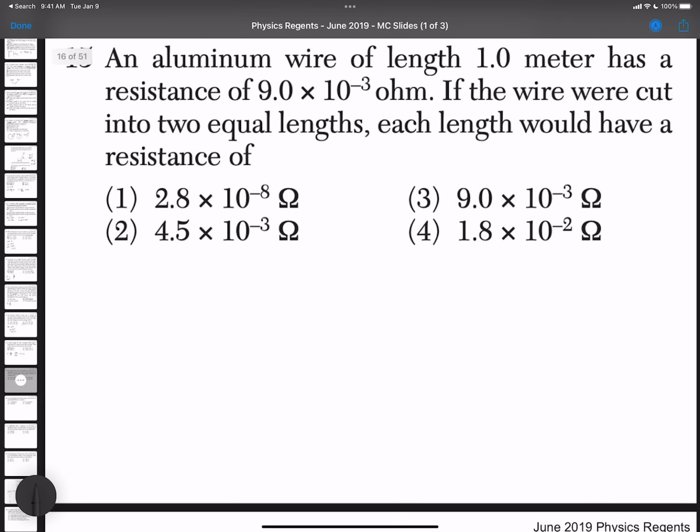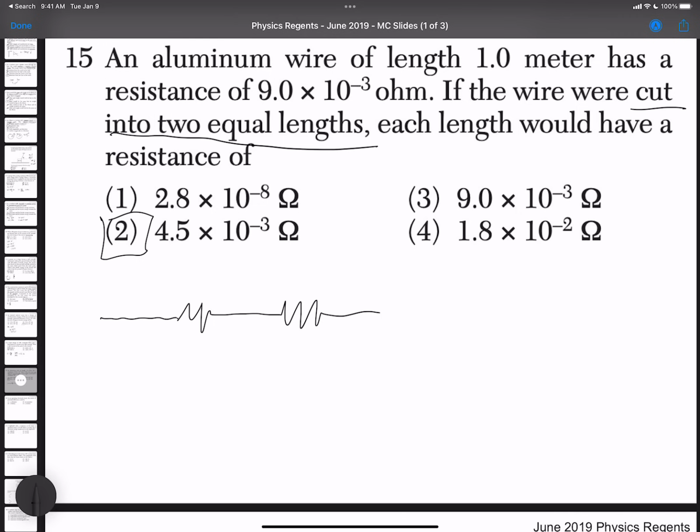All right, question 15. An aluminum wire of length 1 meter has a resistance of 9 times 10 to the negative 3 ohms. If the wire were cut into 2 equal lengths, each length would have a resistance of. This is a proportional reasoning question, and you can also apply some logic here, right? If the total resistance is just equal to those 2 wires added together, then if we cut them in half, they should each end up with sort of half of the original resistance. And so it is answer choice 2.